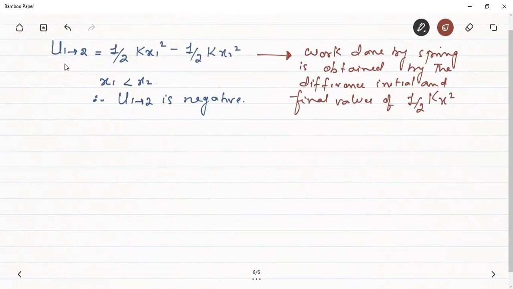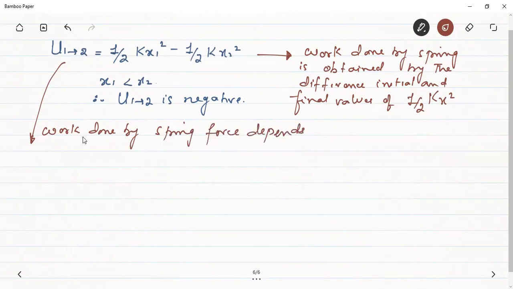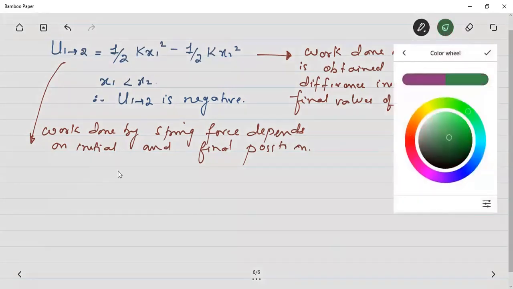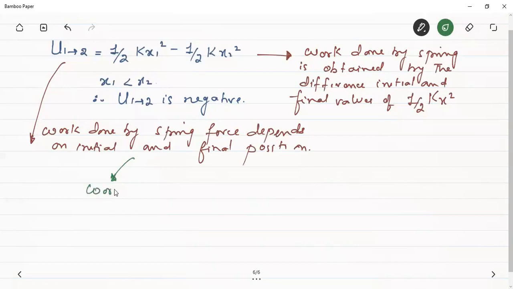Again, we can see that the work done by spring force depends on initial and final position. It depends upon the initial extension and the final extension. Therefore, the work done by the spring force depends on the initial and the final positions. Again, from here we can conclude that the work done by spring force is independent of the path followed.